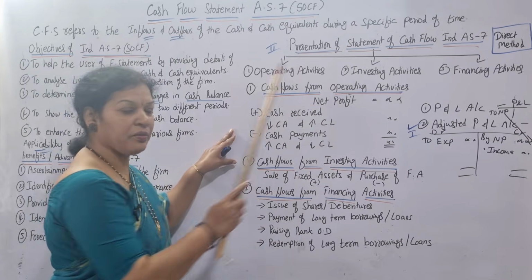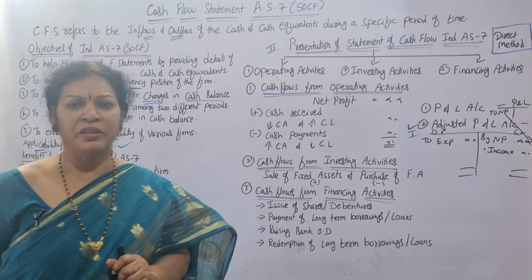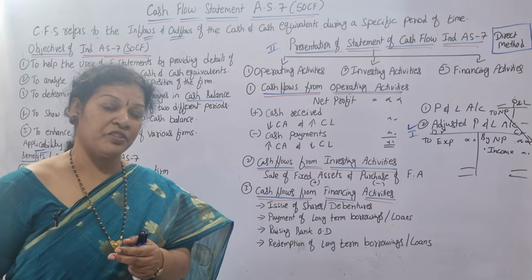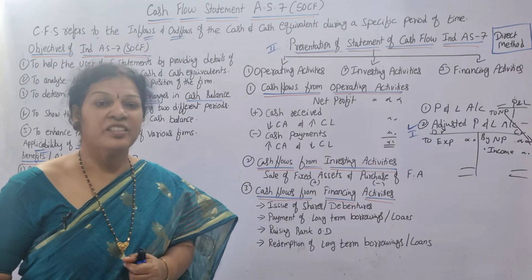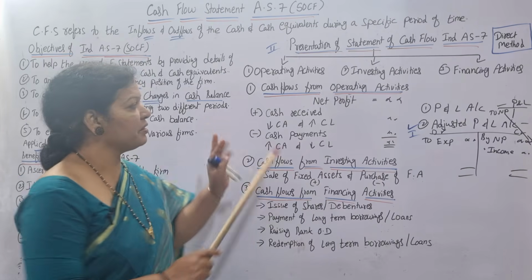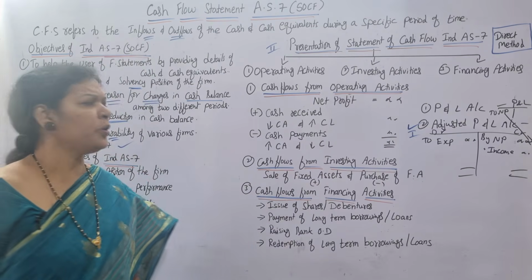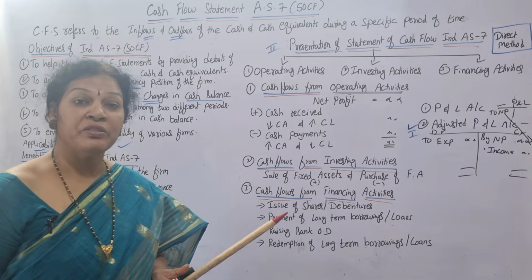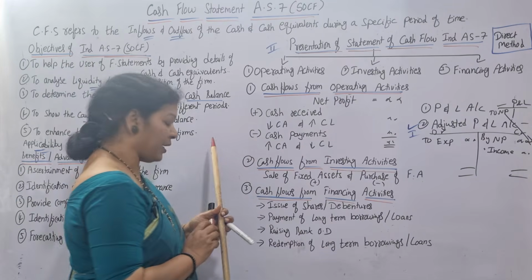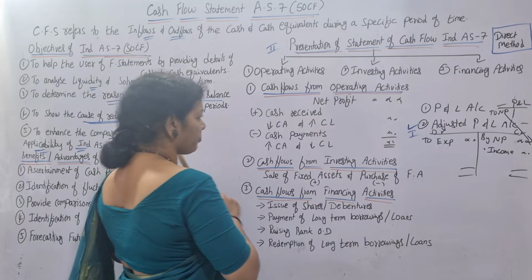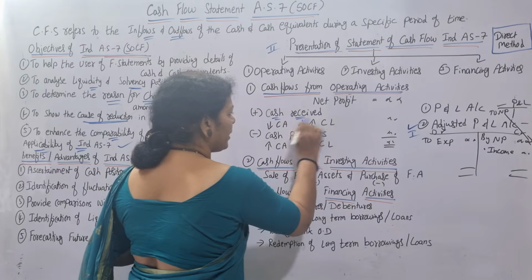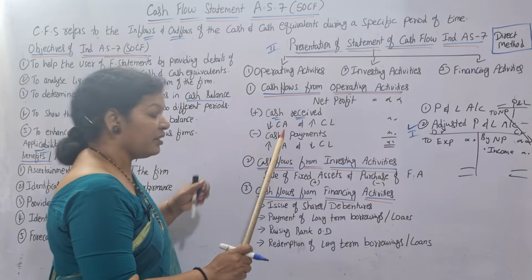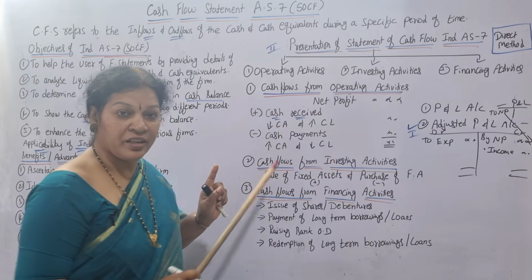Here first we'll start with net profit. Net profit was given in the problem. With that net profit we'll start. We add some transactions, we deduct some transactions. If you remember that, this is over. What do we add? One is cash received. Whenever you receive any cash, that is to be added. Apart from that, we'll talk about current assets and current liabilities.